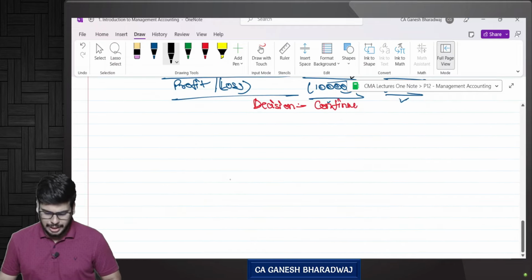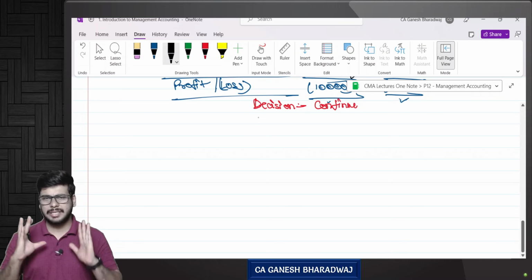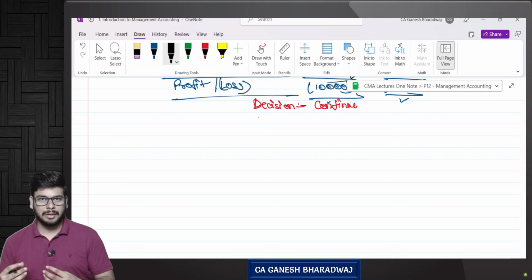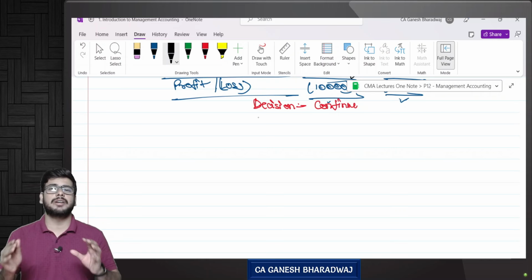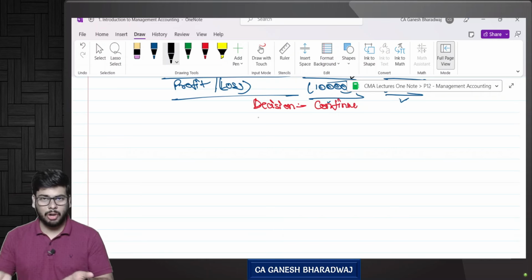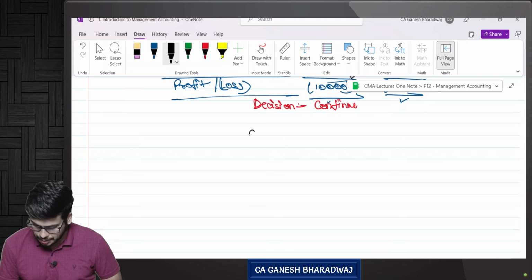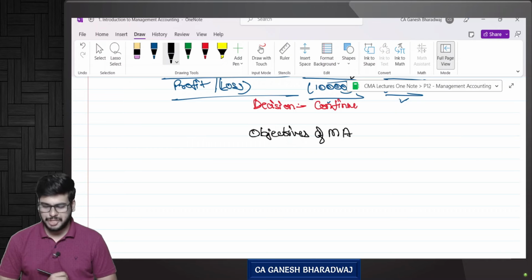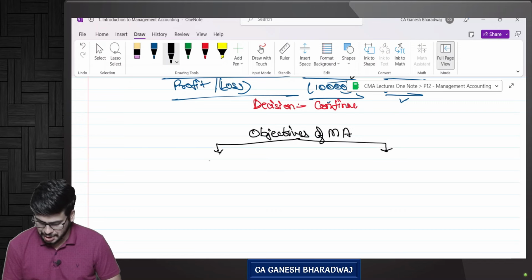So broadly speaking, I'm telling you, broadly, have this in your mind. So in chapter one, exactly where this is mentioned in the study material, all those things, you don't ask me, because all of these examples have just come up on my own. Clear? So now broadly speaking, there are two objectives of management accounting.